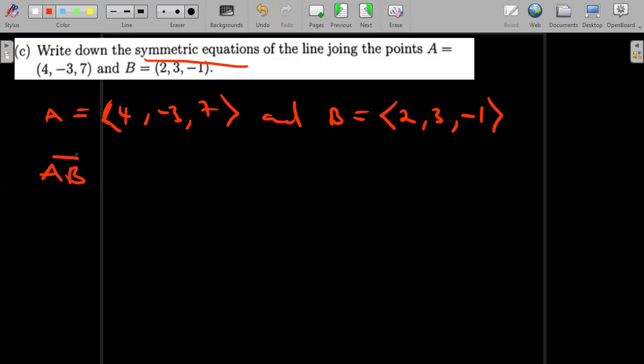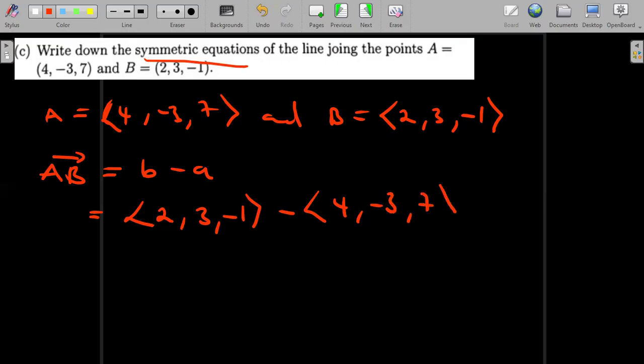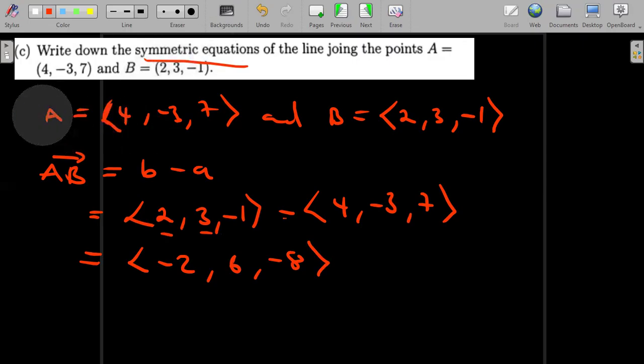So my direction AB is going to be gotten by subtracting A from B. So that will be 2, 3, negative 1 minus A, which is 4, negative 3, 7. I get 2 minus 4, that gives me negative 2. Then 3 minus negative 3, so the negative multiplies with that negative, becomes positive, and this will become 6. Negative 1 minus 7 gives me negative 8. So this here is my direction vector.